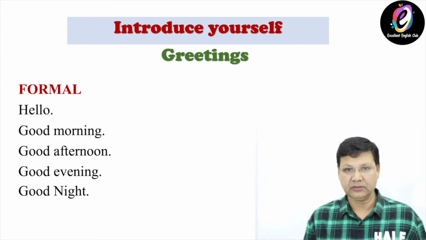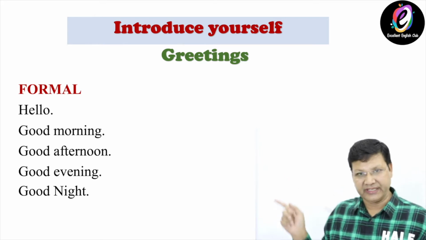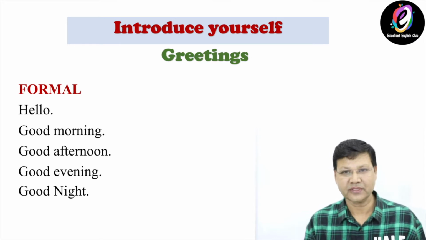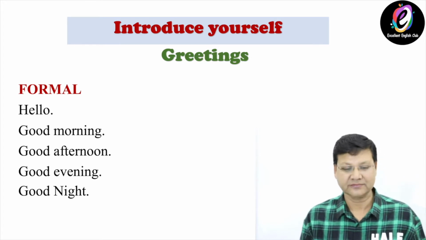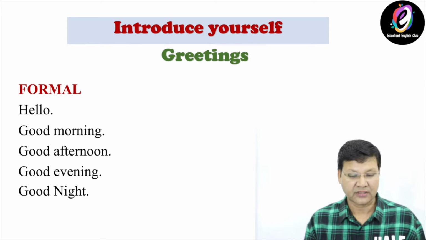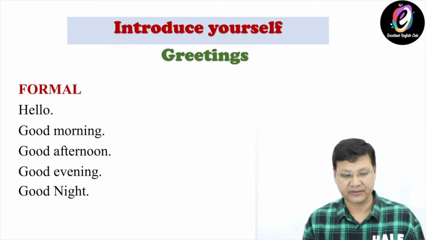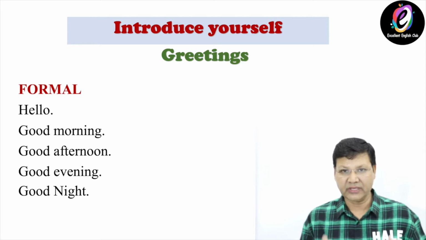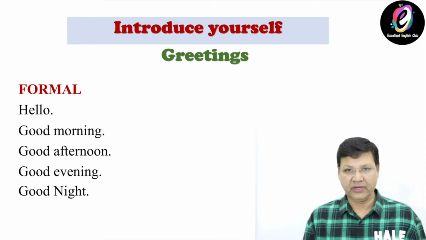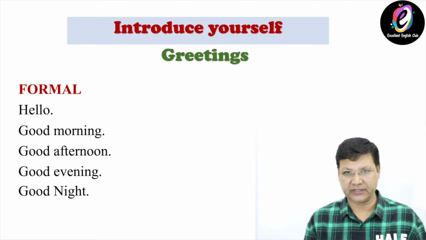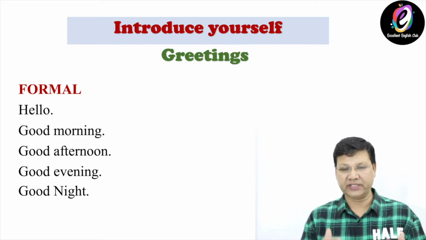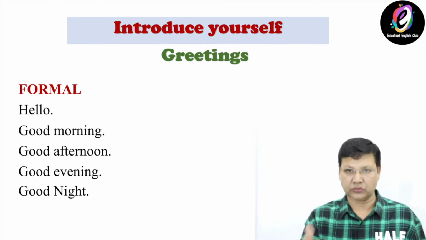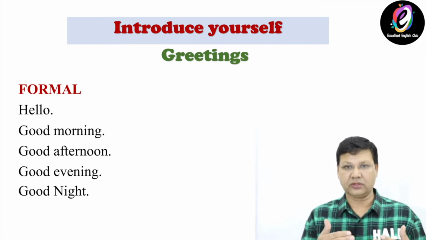For example, look here. Formal greetings. What are these? Number one, hello. Number two, good morning. Number three, good afternoon. Number four, good evening. And number five, good night. So whenever we meet somebody, first we say hello or good morning if we are meeting in the morning time or forenoon time. If we are meeting in the afternoon, so we will say good afternoon.